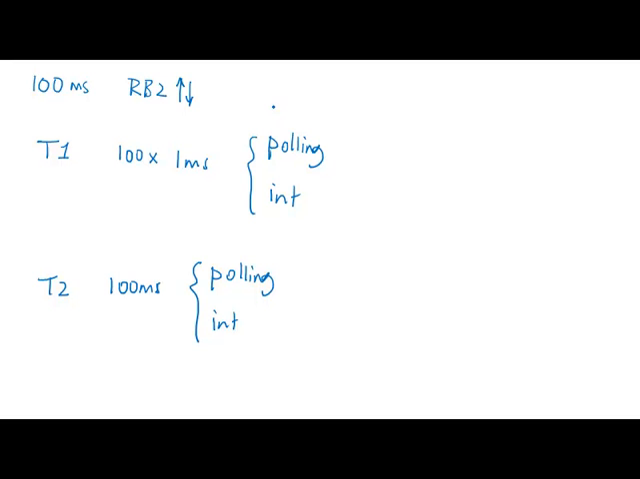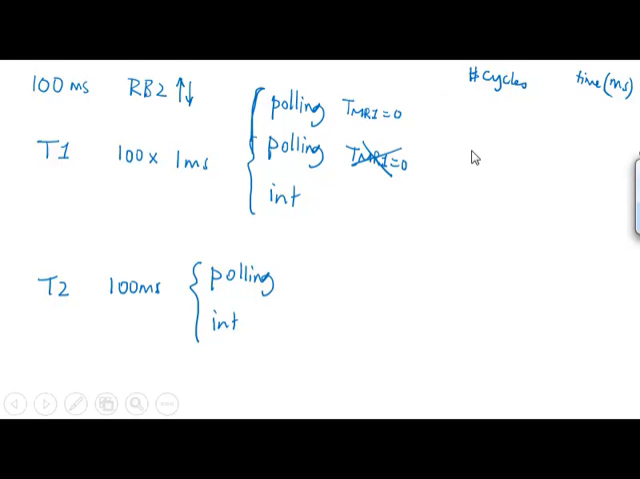Now, for the polling, I'm going to have two cases, and I'll explain what I mean by these two cases. There is one case in which I reset timer TMR1 equal to 0 in the loop, and in another case I will not set timer 1 to 0 inside the loop. Okay, and what I want to know is the number of instruction cycles and time in milliseconds that it takes to do this stuff.